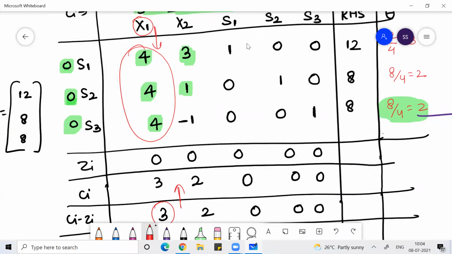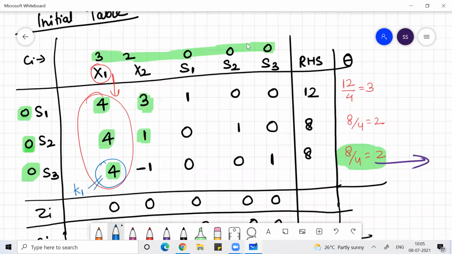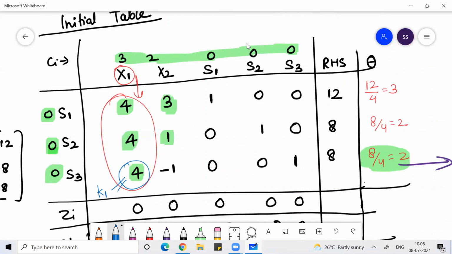It means S3 is exiting the solution. If S3 is exiting the solution, then this is called the pivot element. So here 4 is the pivot element when we determine the new values. Okay, so I hope you understood this. Anyone any doubt?